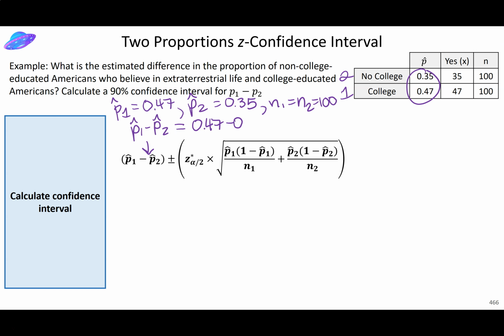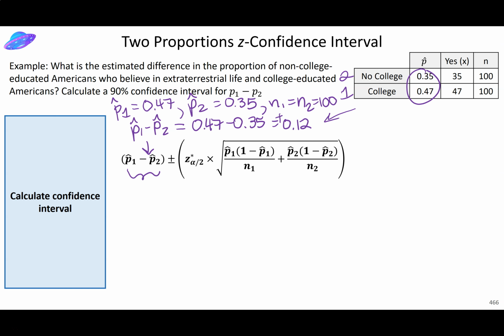0.47 minus 0.35, 0.12. So what this is, oops, I'm sorry. This is my point estimate. The difference in sample proportions that I actually observed in my samples was 0.12. So there was a higher proportion, it's positive 0.12.